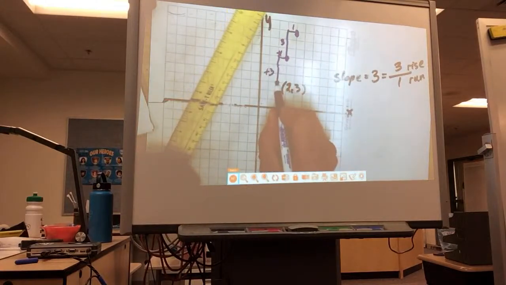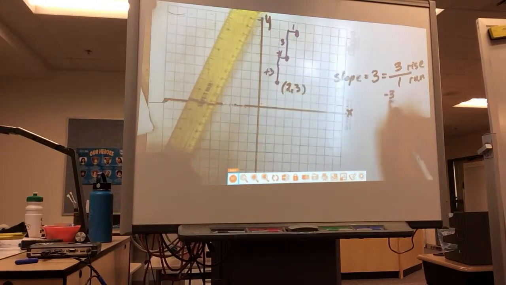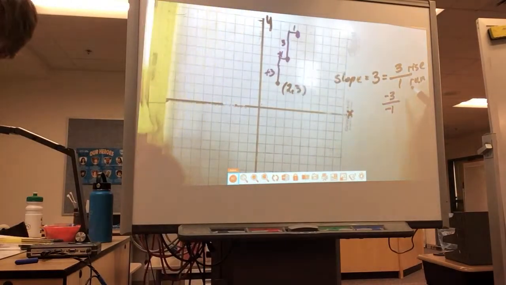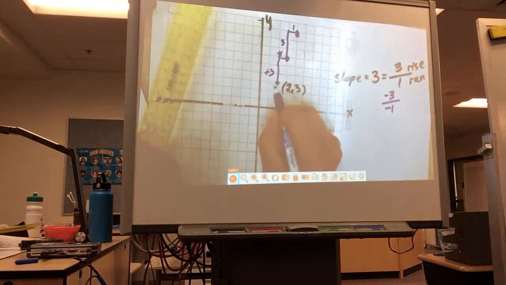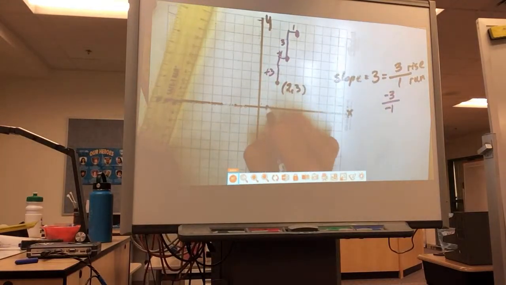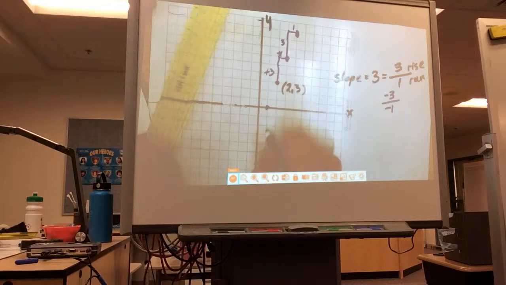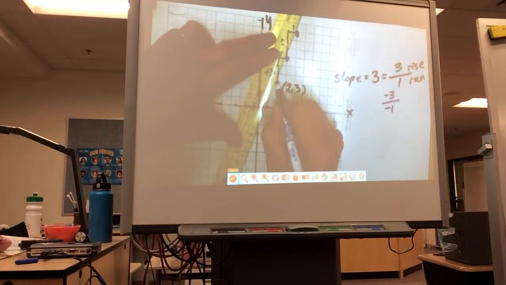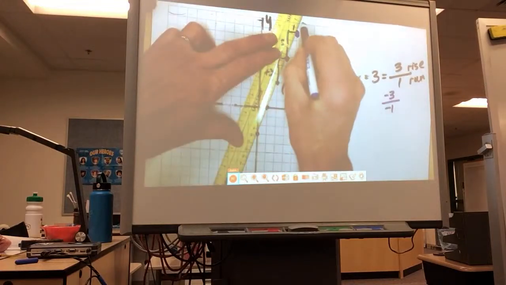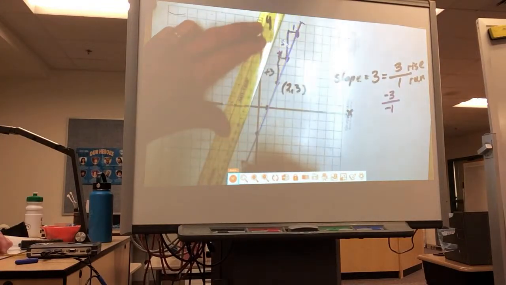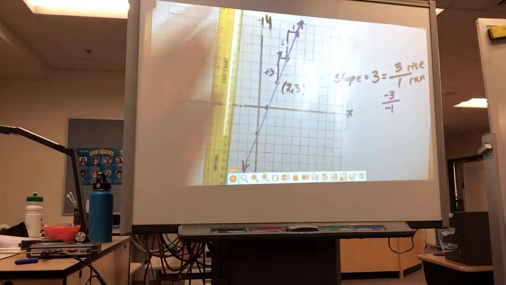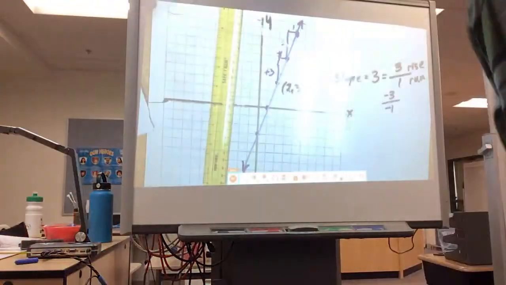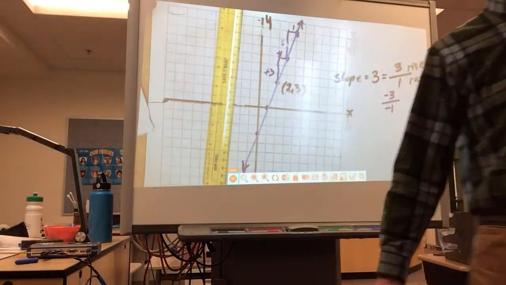And then likewise, I can go down 3 if I go to the left 1, because those fractions are equal. So if I go down 3 and back 1, here I am back on the line again. Down 3 and back 1. So here's a whole bunch of points. They all fall in a line. There's the line of the equation that has a slope of 3, and it goes through the point 2, 3.